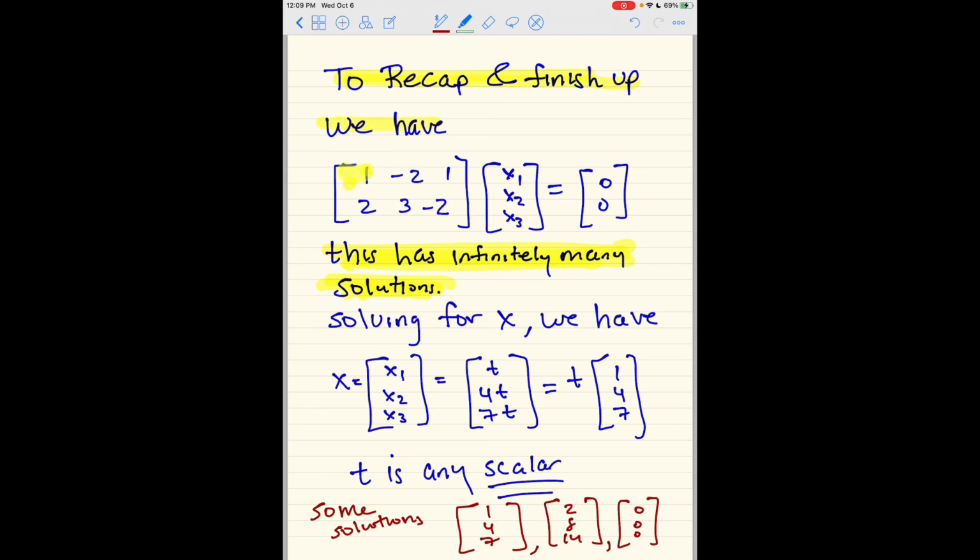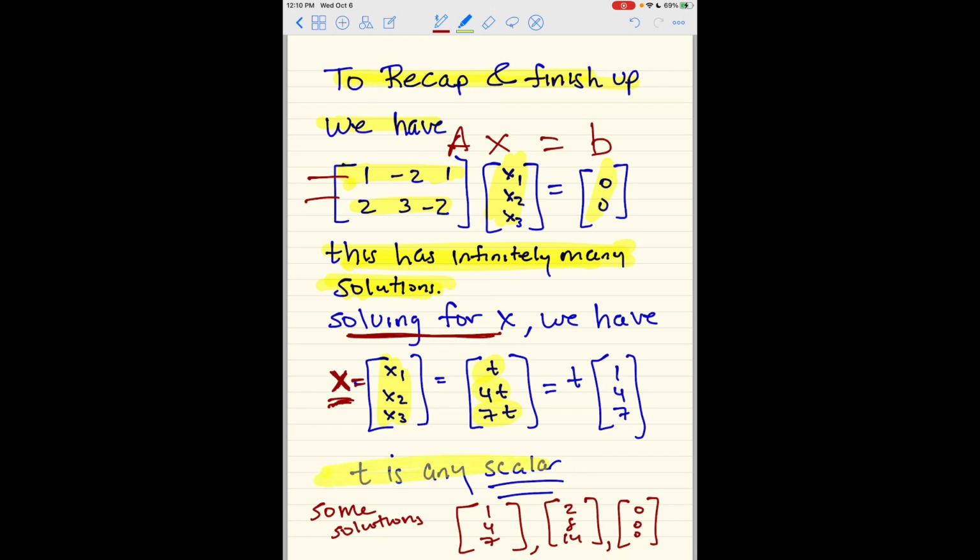We had 1, -2, 1, 2, 3, -2. We're going to multiply that by x, and it was going to yield b, okay? So we have this guy here called Ax equals b. And I was trying to solve for x, okay? So this has infinitely many solutions because we have more variables than rows, okay? So look at this representation here. Solving for x, we have obviously this x, which will be in bold print if you're reading, is equal to this column vector x1, x2, x3. x1 is t, x2 is 4t, and x3 is 7t.